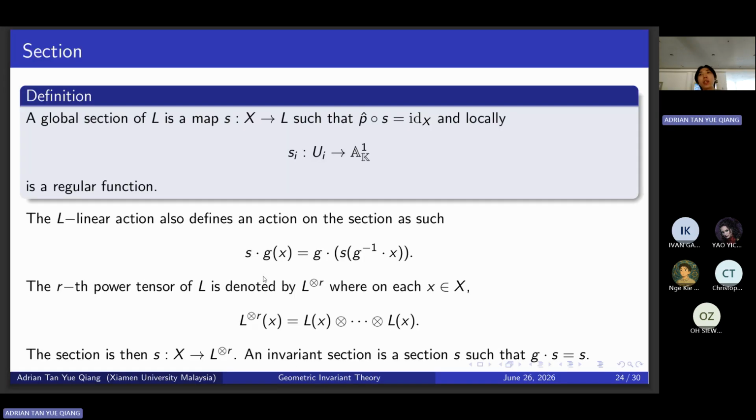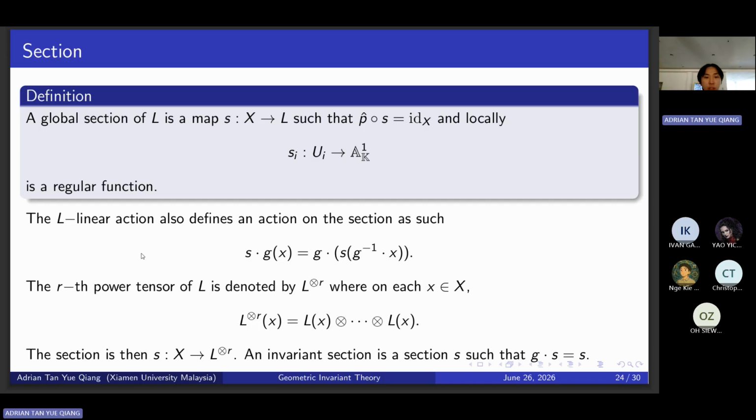And so now we don't talk about the regular functions anymore. We talk about sections. The section, you can think about it as a vector field or something like that. It takes a point and gives you a scalar. Of course, it must satisfy that if you give me a point lying over X and you project it down, it must give you the original point. And locally, if we are working with algebraic varieties, it must be a regular function.